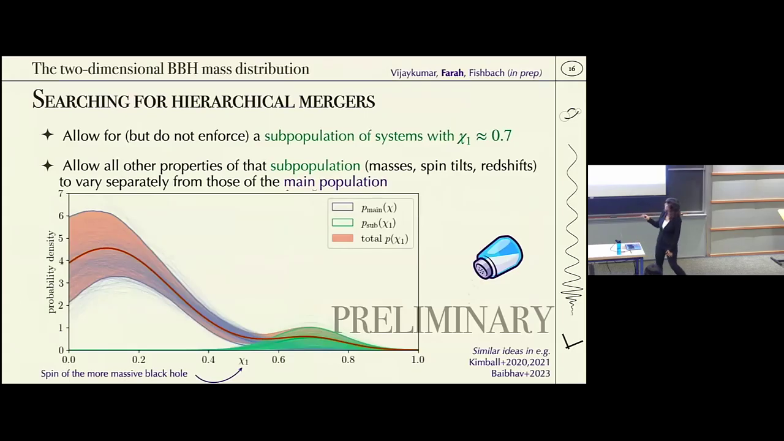So what we're doing with this is we're allowing for the presence of a subpopulation of systems with the primary spin peaking at 0.7. We're not enforcing that this has to be there, but we're allowing it to be there. And we find that it is there at around 10 to 20% of the population. That's what I'm showing here in green. The rest of the population is shown here in purple. Everything else in this analysis is allowed to vary, and the subpopulation is allowed to have different properties from the main population.